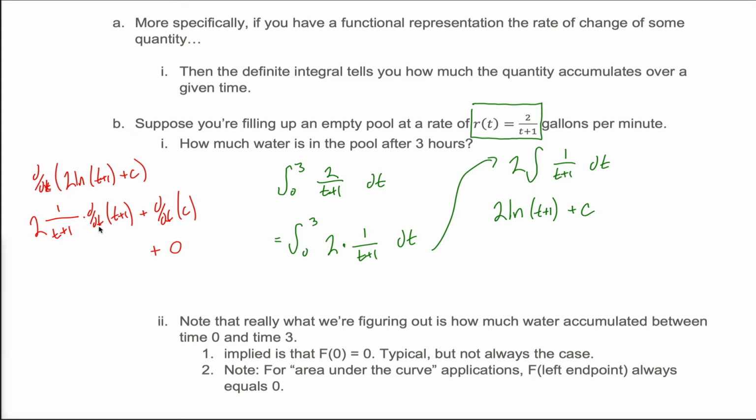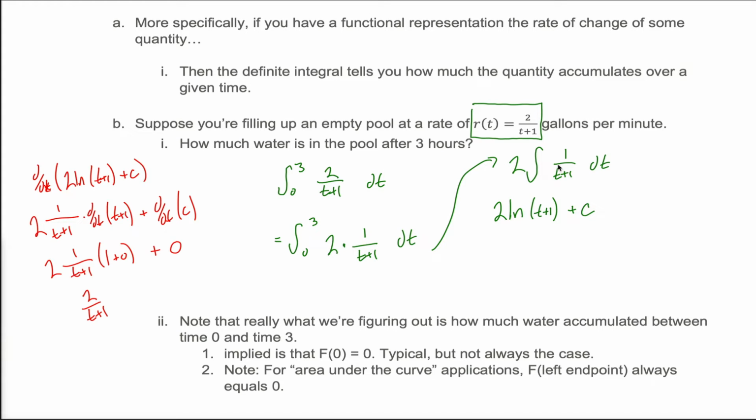And more good news, the derivative of t plus 1, this is a sum. So take the derivative of each term individually. The derivative of t is just 1. The derivative of 1 is just 0. So I get 2 times 1 over t plus 1 times 1 plus 0. But 1 plus 0 is just 1. So 2 times 1 over t plus 1 times 1 is just 2 over t plus 1, which is exactly what we were hoping it would be.